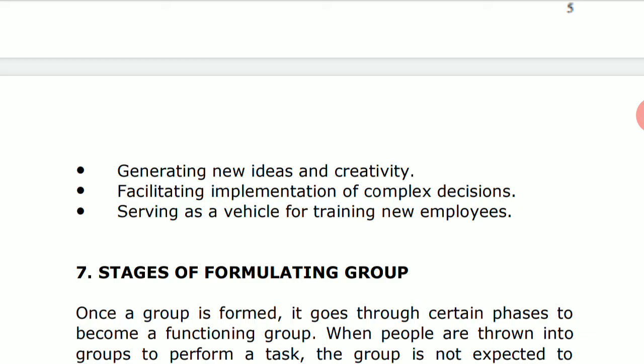We can facilitate it, or we can implement it, because group of people are working together, and it can work as a vehicle for training the new employees.